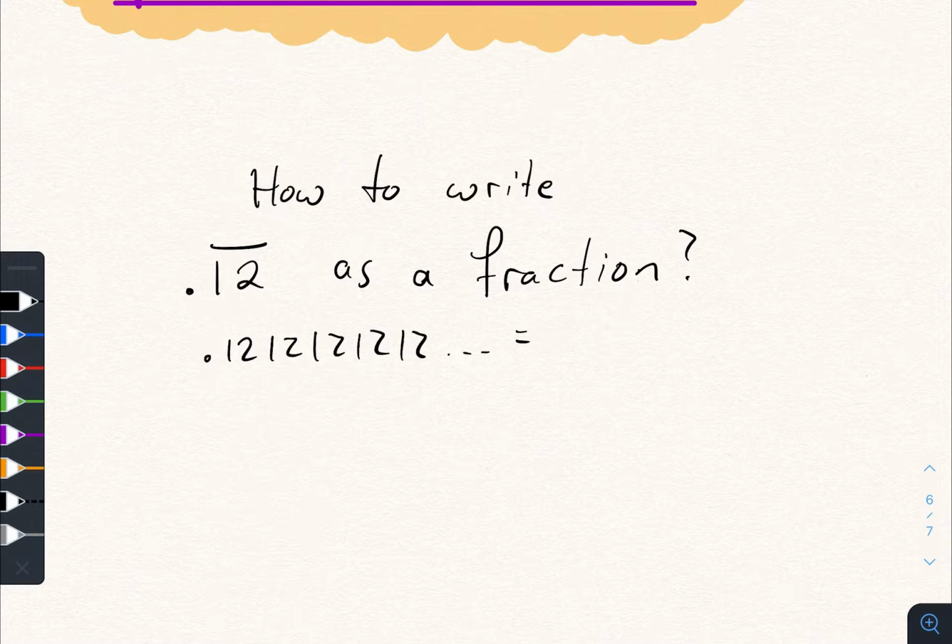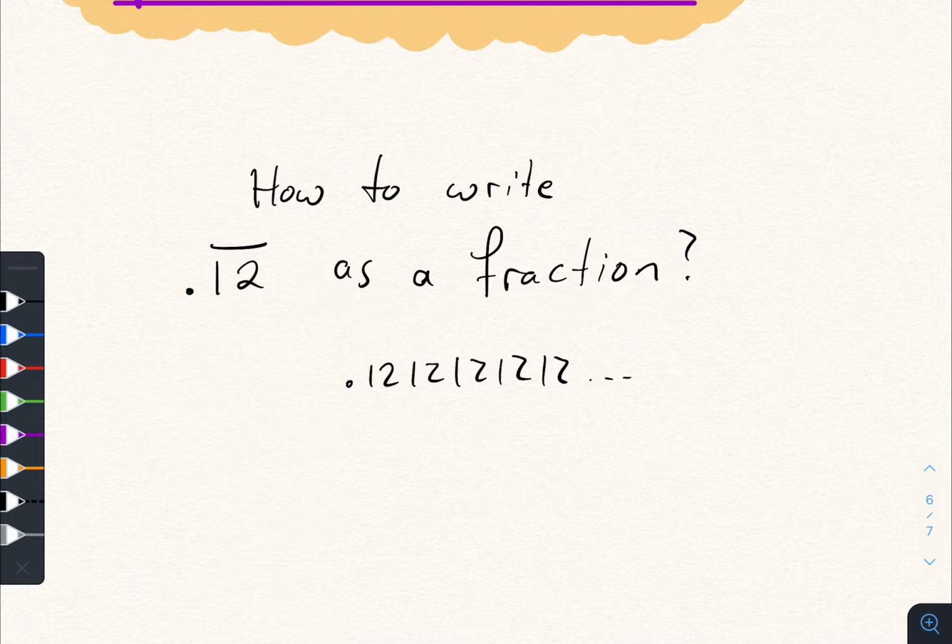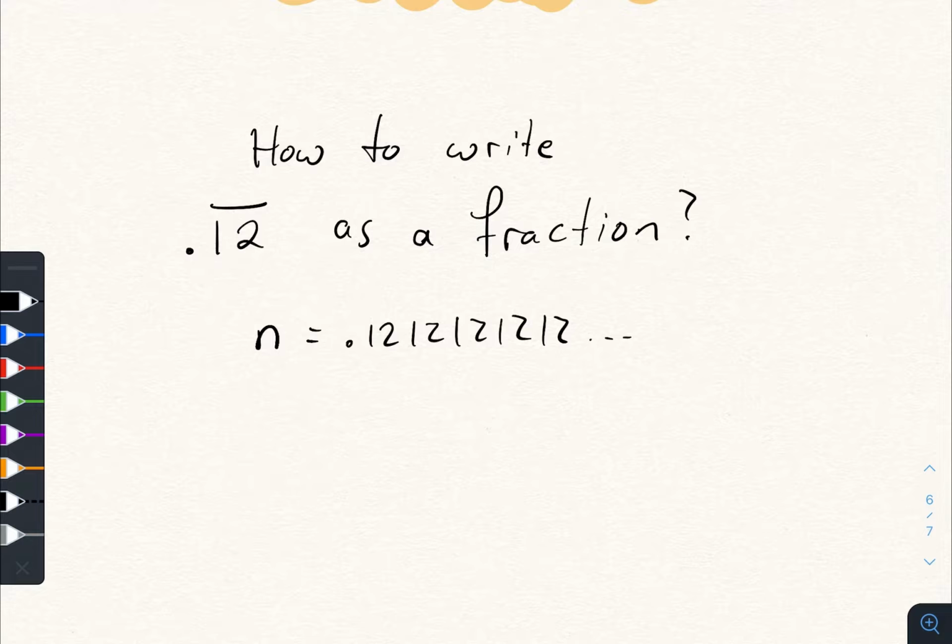So that's our number. The trick here is we're going to use a variable. We're going to call this n. So n is just this number 0.12 repeating. Okay. So this repeats every two place values. And so the trick here, after we assign this variable, is to multiply both of these at the same time by 100. Okay, so I multiply both sides by 100, so I get 100n on the left.